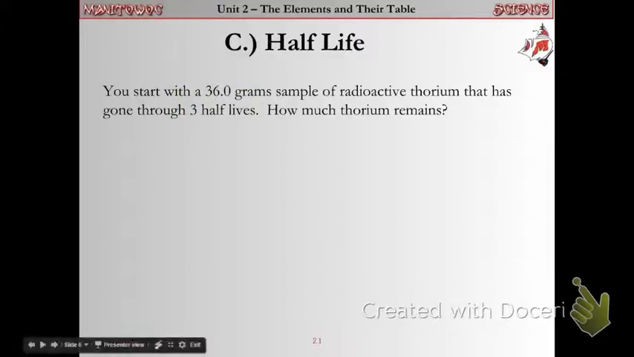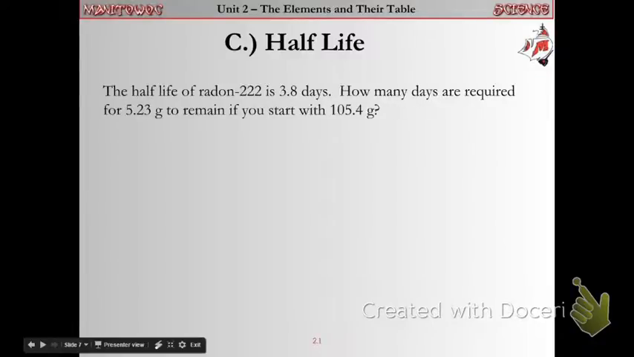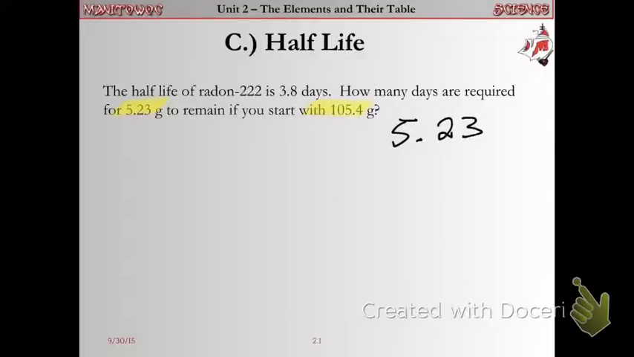Let's go to one different example. And this example is going to look at radon. So the half-life of radon, we're going to say, is 3.8 days. We want to know how many days are required for 5.23 grams to remain if you started with 105.4. Well, by giving you these two values, we can actually figure out the percent remaining. So what we'll do here is we'll take 5.23, the mass that remains, and divide that by the original mass. And when you do that, 5.23 divided by 105.4, you get a relatively small number.